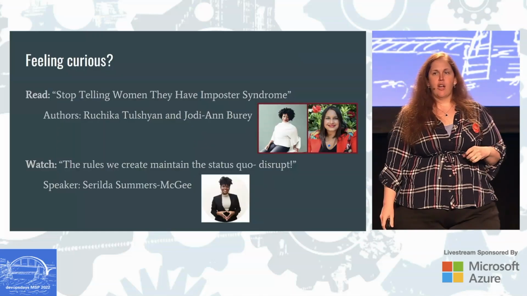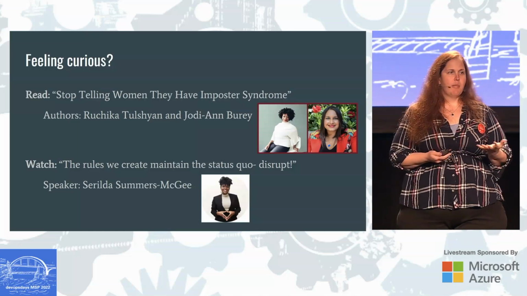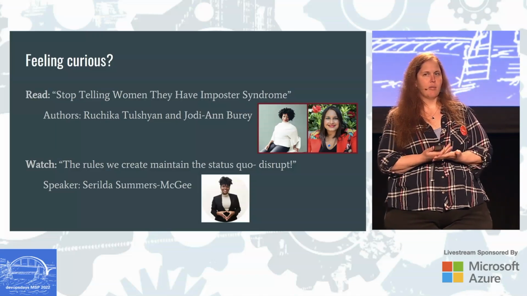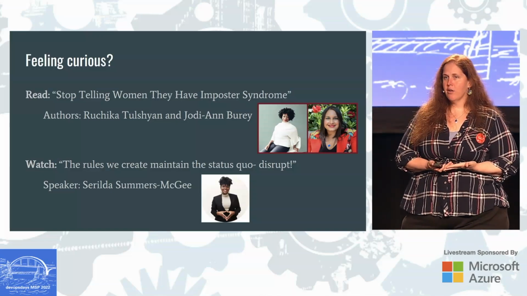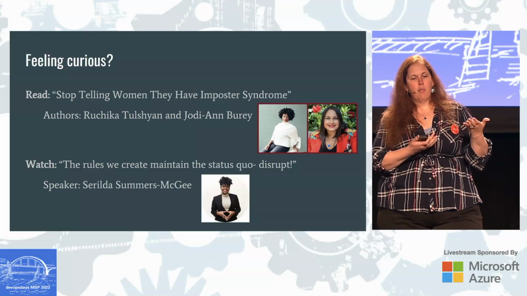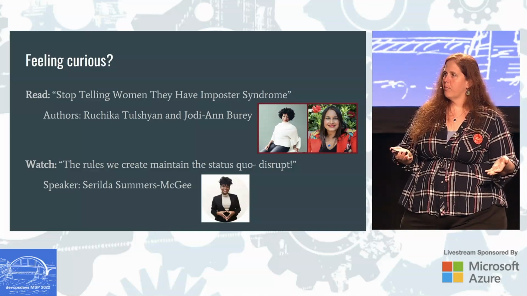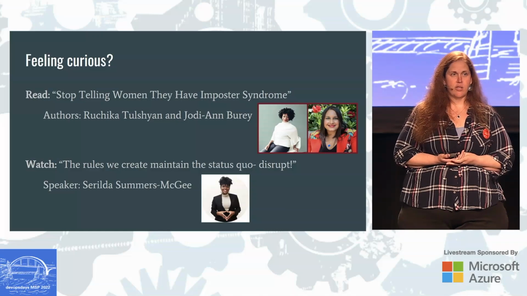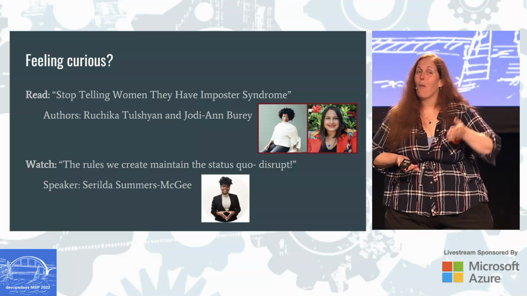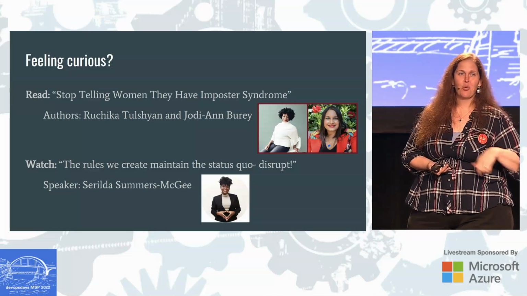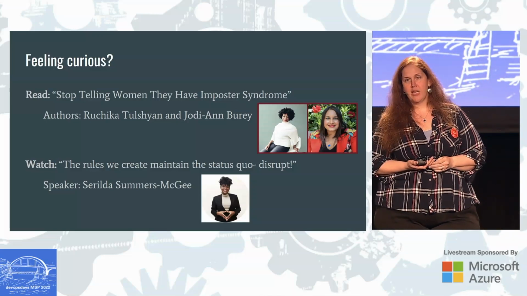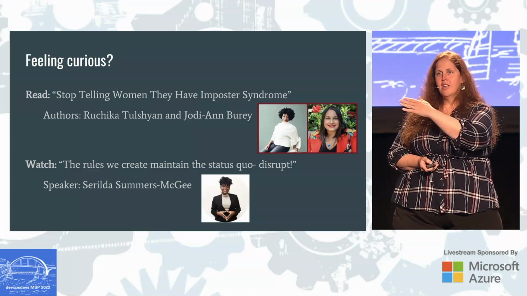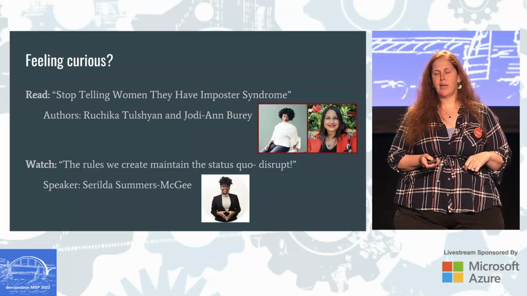So if I've sparked some curiosity already, and I hope I have, I want to mention that a lot of what I talk about also touches on the intersection of imposter syndrome and DEI, diversity, equity, and inclusion, or DEIB, adding belonging. There are really talented, wonderful scholars in this area. That is not my area of expertise. But I want to point out Ruchika Tulshyan and Jodi Ann Burey. They both had books that came out recently. They wrote an article in the Harvard Business Review last year called "Stop Telling Women They Have Imposter Syndrome." And yeah, thank you. I agree. It's a fantastic article, and they had a follow-up as well. We'll take a little quote from that in the next slide. Or Cyril de Summers-McGee, who has some excellent videos about how to disrupt the status quo. So there are resources at the end of the talk. There's a slide about those, and I would encourage you to read more in that space as well.